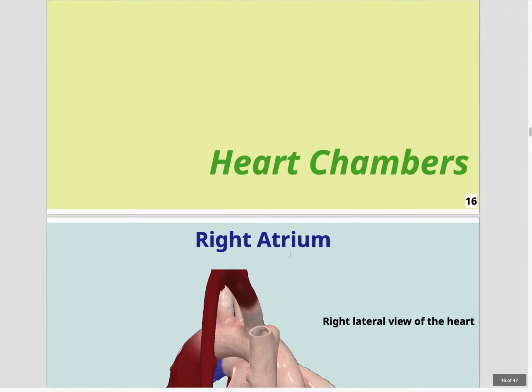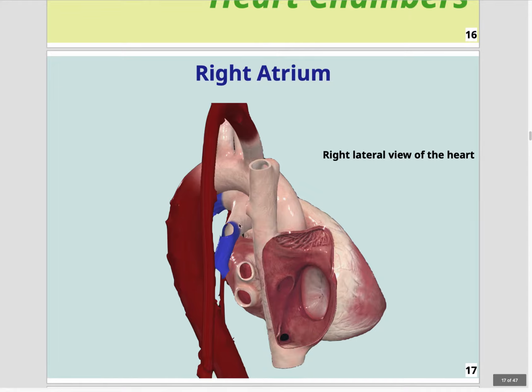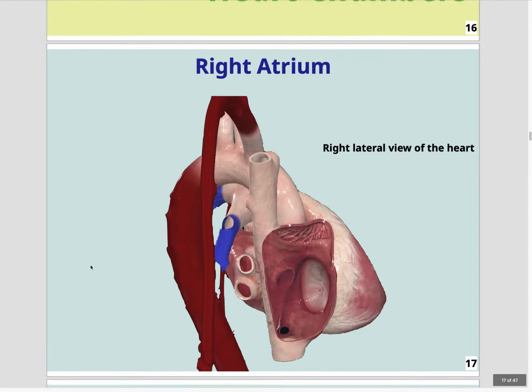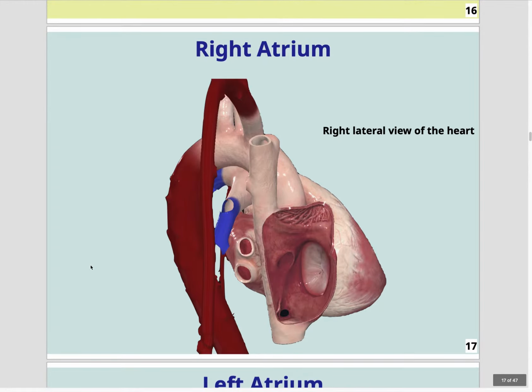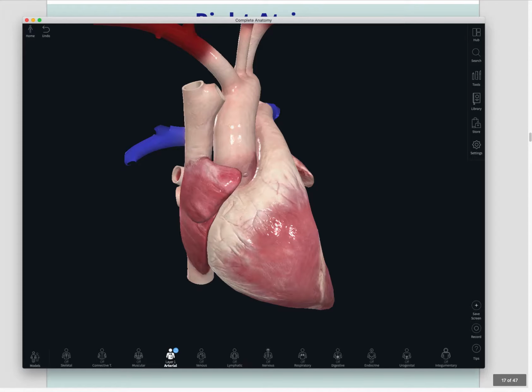Now we're going to talk about the heart chambers. And I'll show you the same thing in Complete Anatomy in just a few minutes. This is a lateral view from the right side of the heart, showing the right atrium. Here you can see a few features of the right atrium. Let me pull up Complete Anatomy right now.